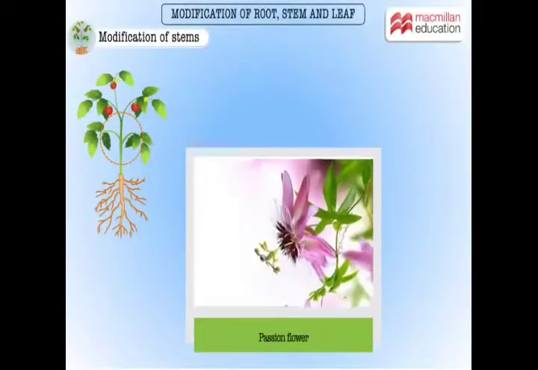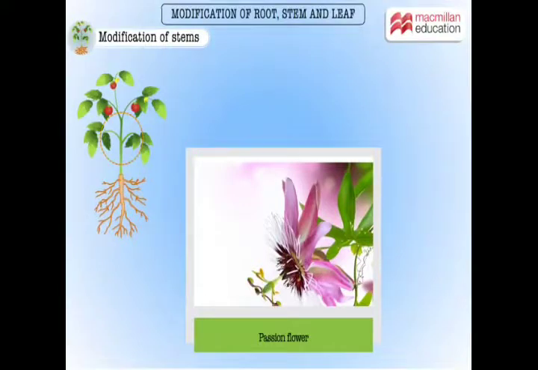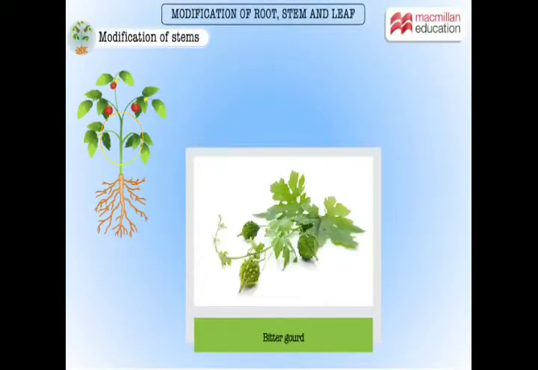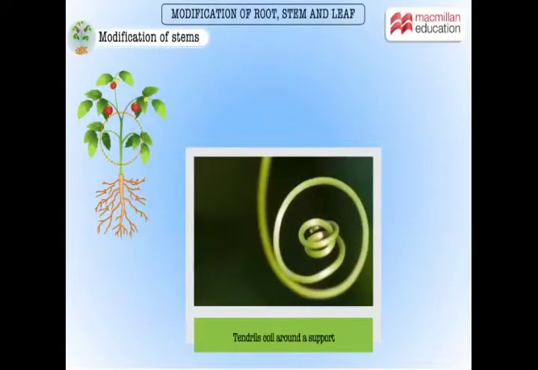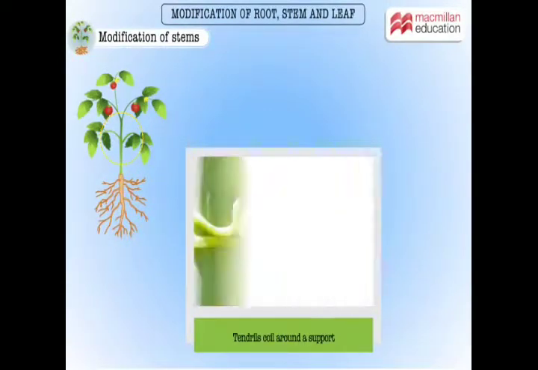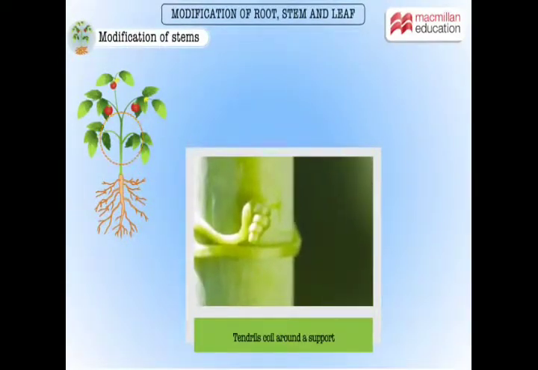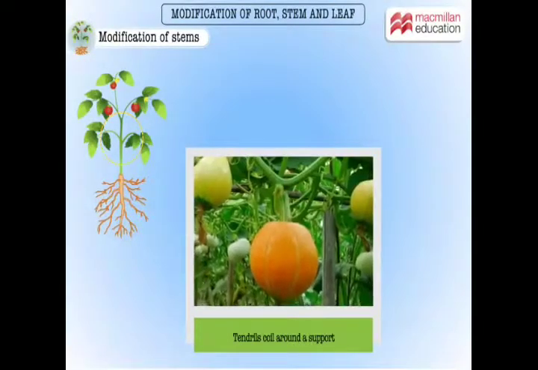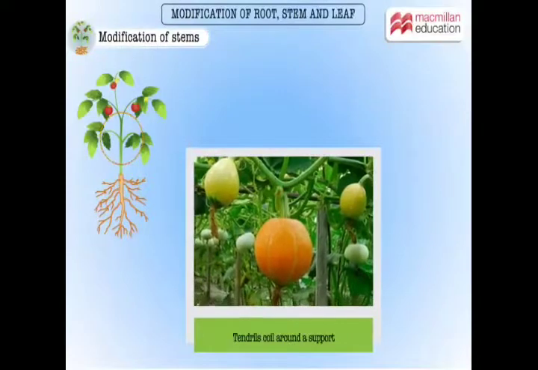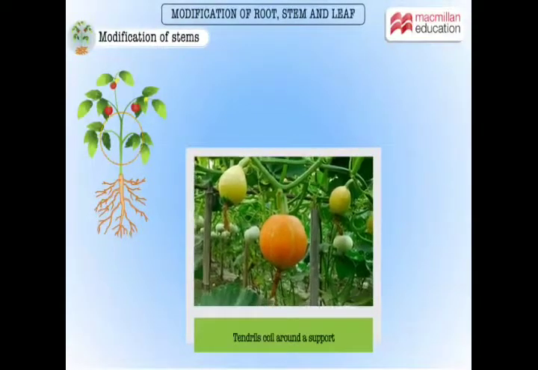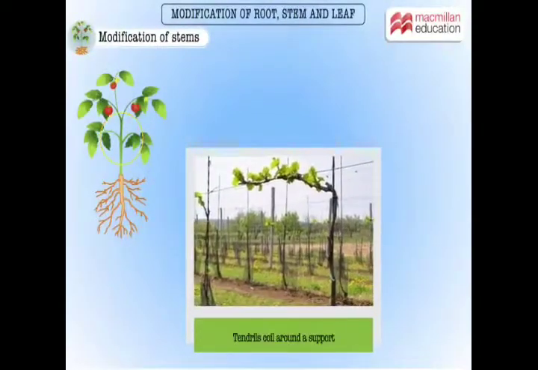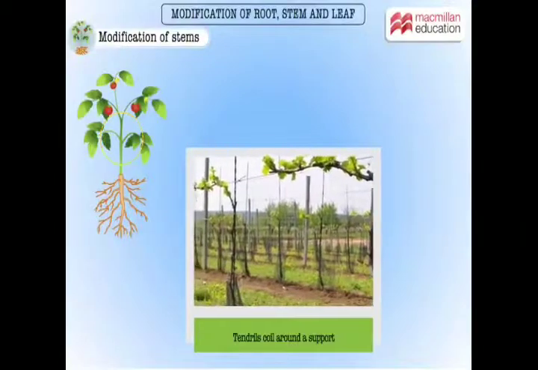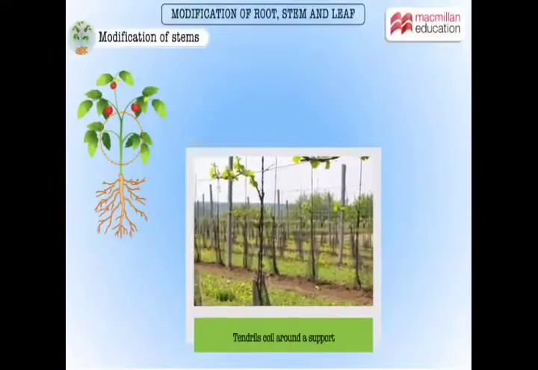Some plants like passion flower, pumpkin, bitter gourd have weak stems that need support. To help the plant coil around a support, the stems are modified into wiry tendrils. Tendrils coil around a support to help the plant climb. When a tendril comes in contact with an object, it turns and wraps around the object, clinging to it for support.